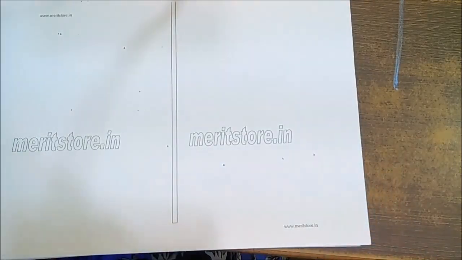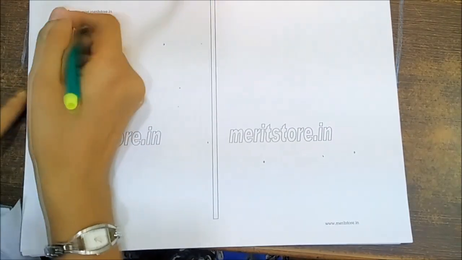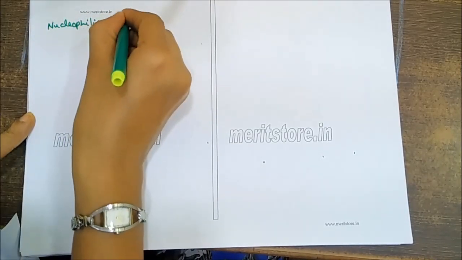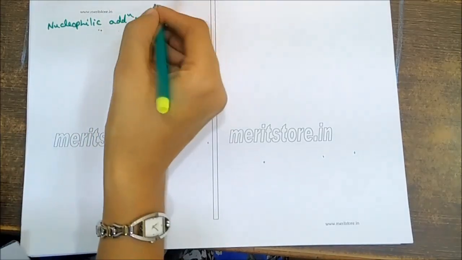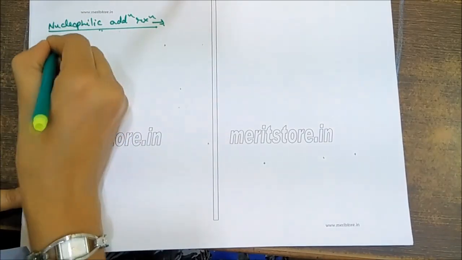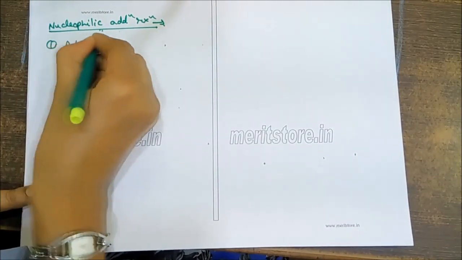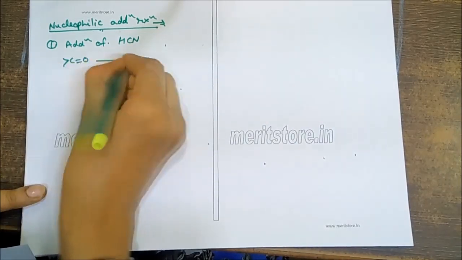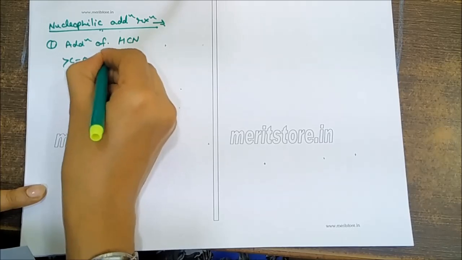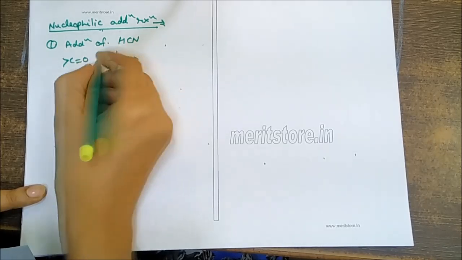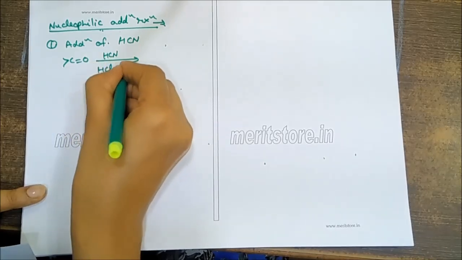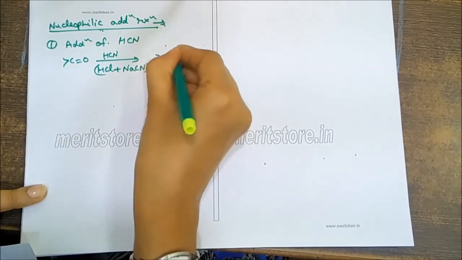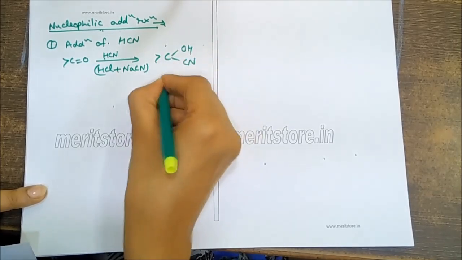Now we'll study nucleophilic addition reactions, the attack of nucleophile. The first reaction is addition of hydrogen cyanide. The carbonyl group will react with hydrogen cyanide. It will come from hydrogen chloride plus sodium cyanide, which will make hydrogen cyanide in situ, and it will form cyanohydrin.